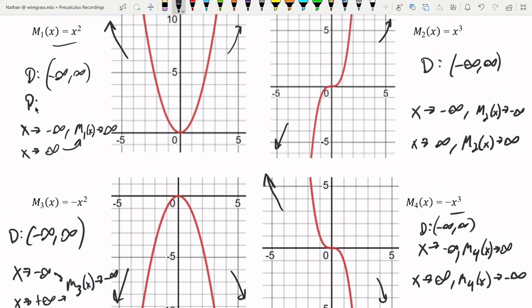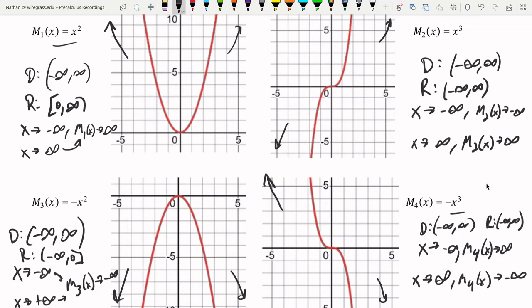The range for this one is from 0 to infinity, as we've discussed before. This one becomes flipped, so the range for this one is negative infinity to 0. And the range for these is always negative infinity to infinity for both of them. So it follows the same behavior as this one. The domain is going to be everything. The range is everything as well.